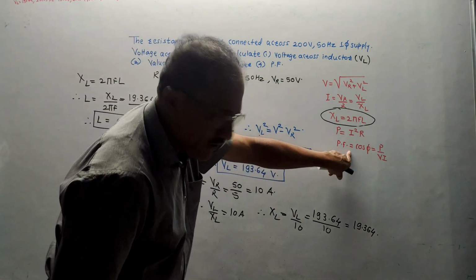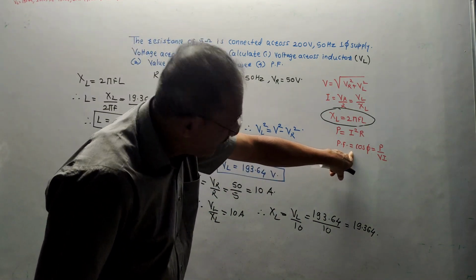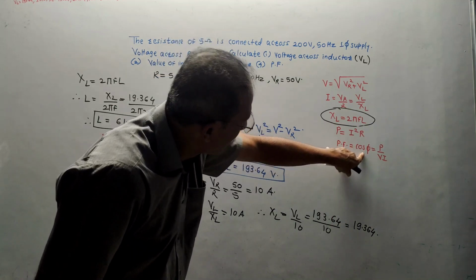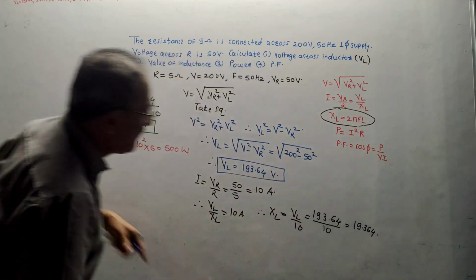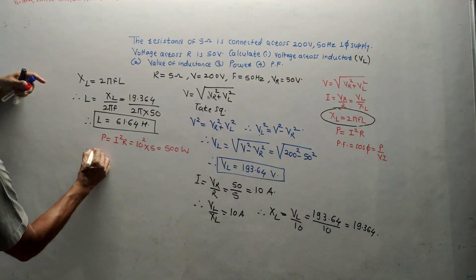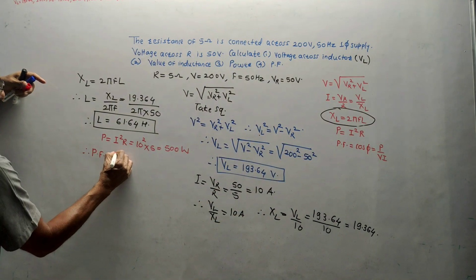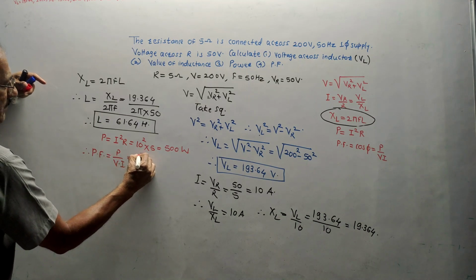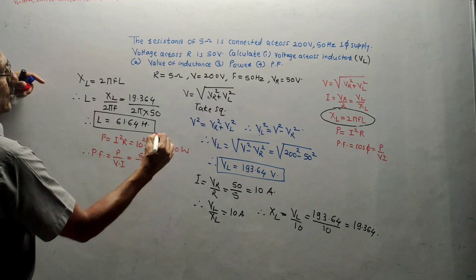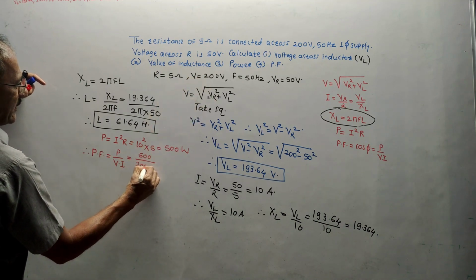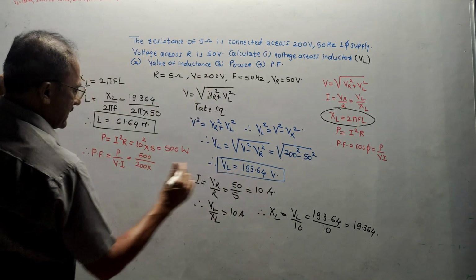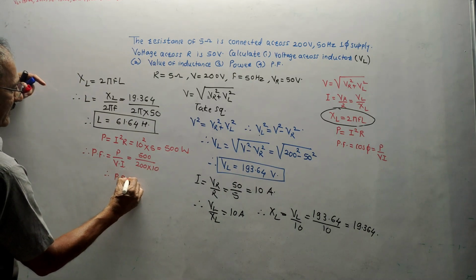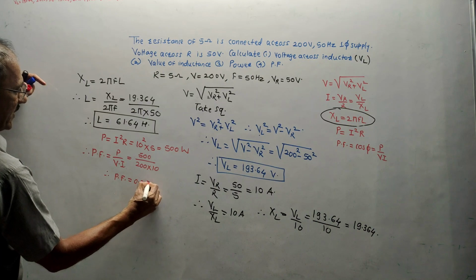Now last part, calculation of power factor. I have given you the generalized formula. So power factor is also denoted by cos phi, which is given by P upon VI. Therefore, power factor is equal to P upon V into I. The value of P is 500 upon the value of V, which is 200, into current. The value of current is 10 amperes. Therefore, power factor is equal to 0.25.